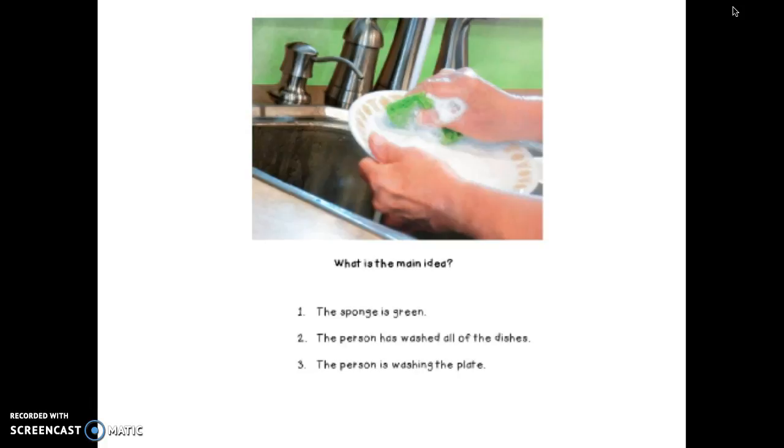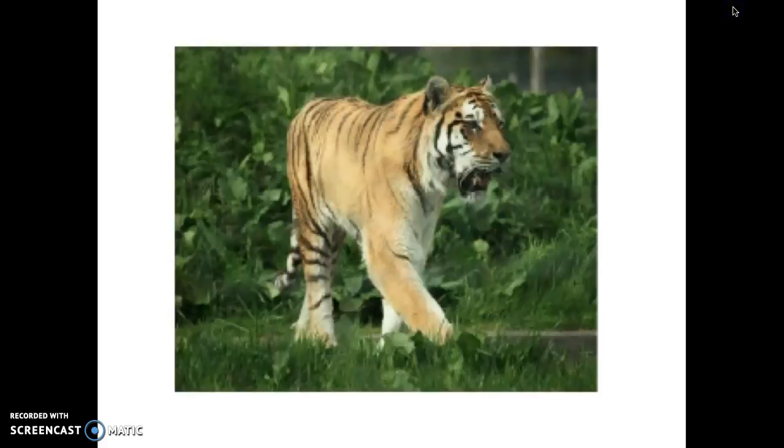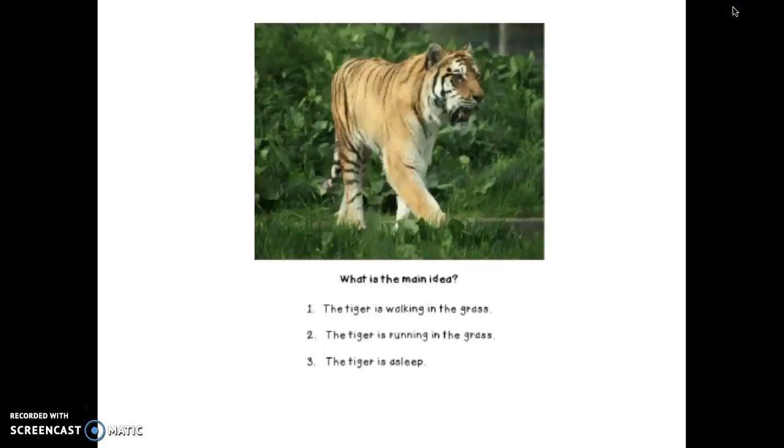Let's try another one. Take a look at that picture on your own this time. Did you look real hard? Good job. Let's go to the next screen. What is the main idea of this picture? Number 1, the tiger is walking in the grass. Number 2, the tiger is running in the grass. Number 3, the tiger is asleep.